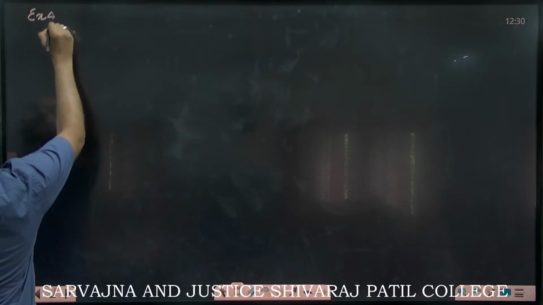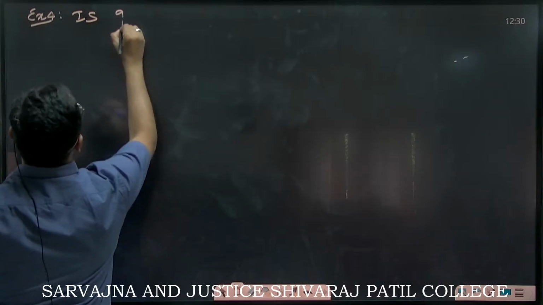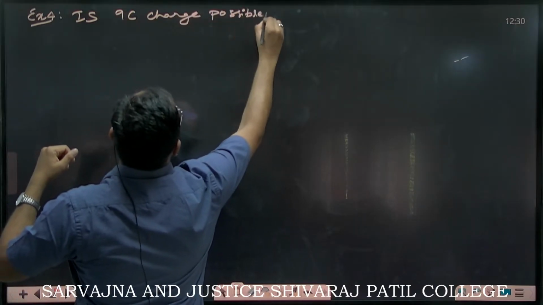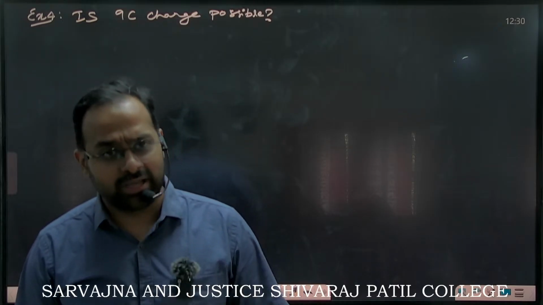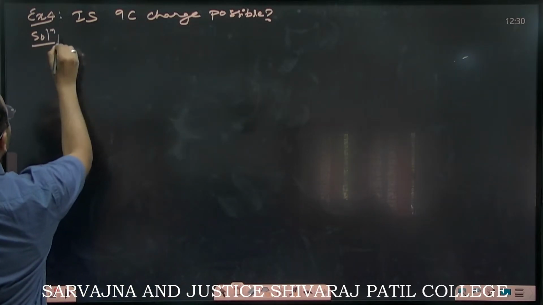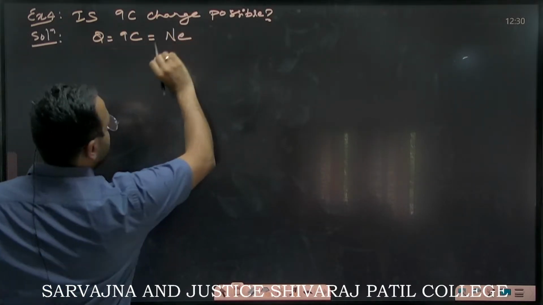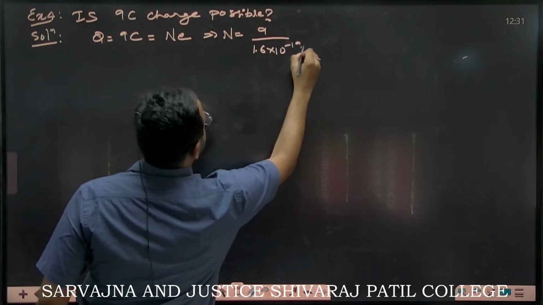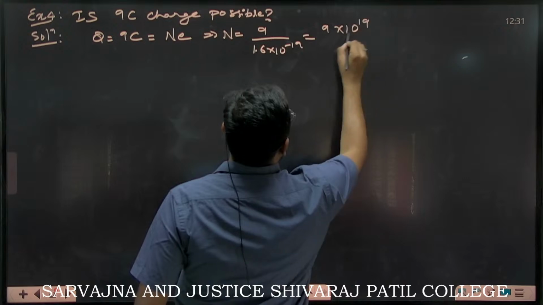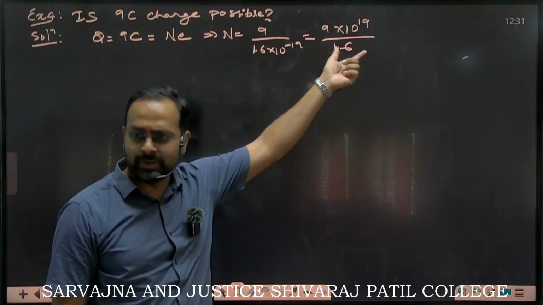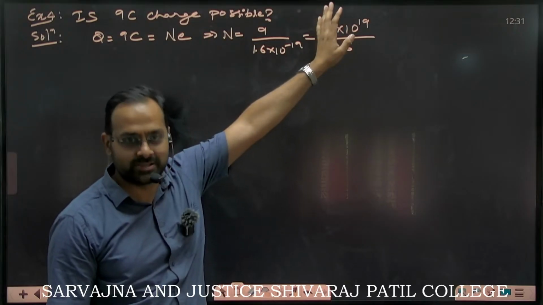Next question. The previous example it was 9 into 10 power minus 19 coulomb. This example is 9 coulomb. Okay. So they ask you if this 9 coulomb is possible, you will follow the same rules, and you will say that Q on a body is 9 coulomb, which is equal to n into E. So from here n is equal to 9 divided by 1.6 into 10 power minus 19, which is coming out to be 9 into 10 power 19 divided by 1.6. Now, although here n is not coming out to be an integer, because this is a very large number, we assume that yes, this is possible.